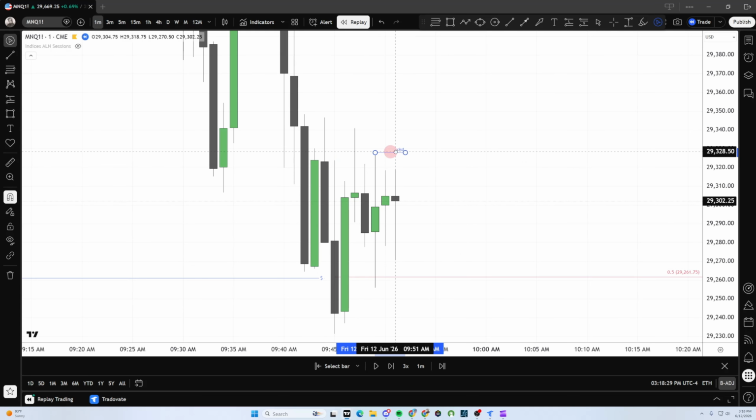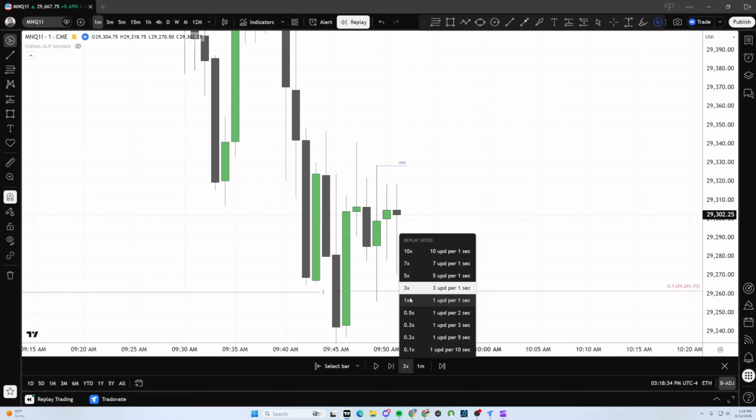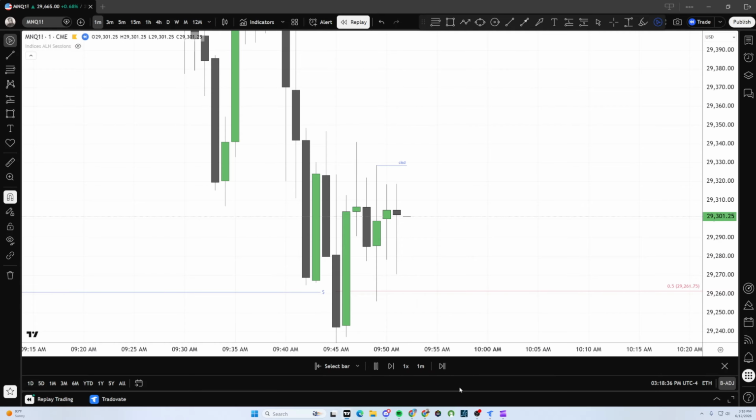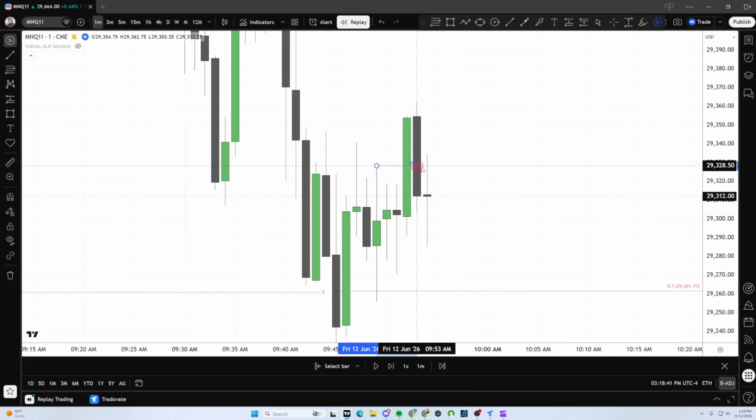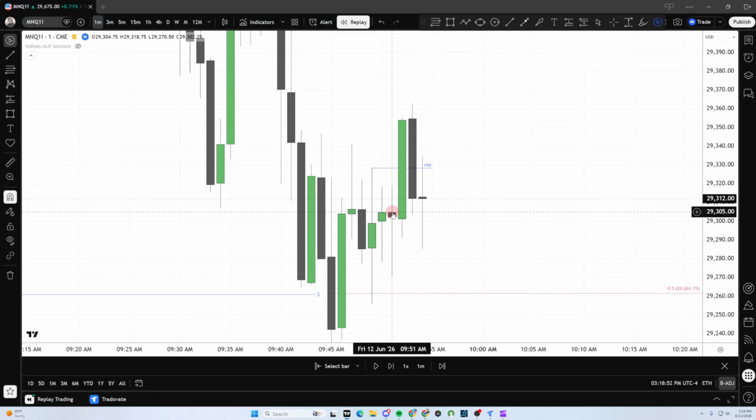So let's see what we have. Here's our next one. Let's just slow it down a bit and see if we get a valid setup here. Okay, so there's our 1 minute CISD. Where's our last down close? It's right here, and this one did break structure. So you could enter at the open of that. You could re-enter at the open of this.